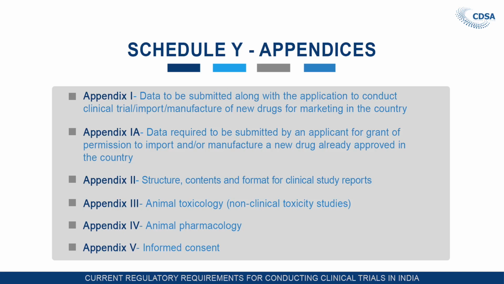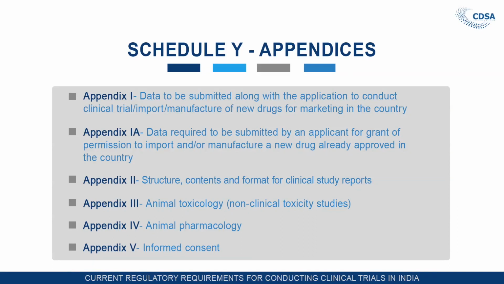Appendix 1A has been added lately. It is the data required to be submitted by an applicant for grant of permission to import and/or manufacture a new drug already approved in the country. So, the difference is only that the data is required for a drug which is already approved in the country. Some data has been abbreviated because the drug is already approved. For example, preclinical studies, animal safety, animal toxicity, this data may be abbreviated, and the data required for the approved drug is as per Appendix 1A.